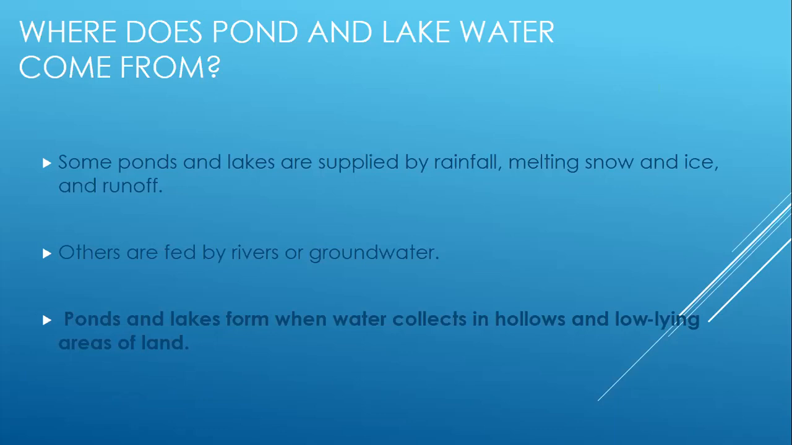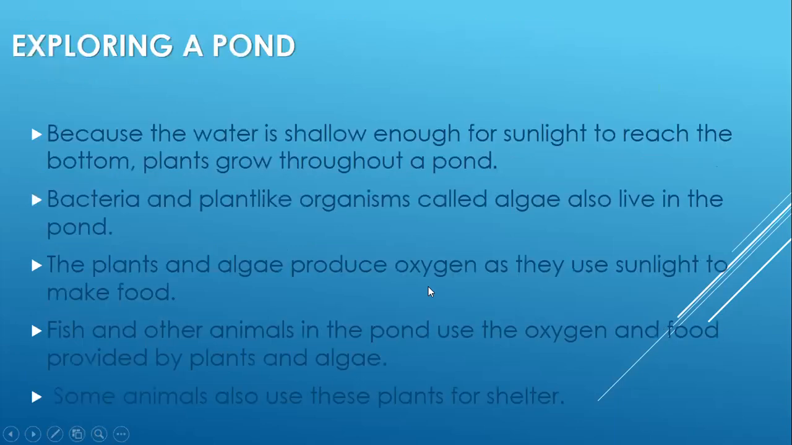Ponds and lakes form when water collects in a hollow. It's a big space, so the water collects in this part, and it will turn into either a pond or a lake accordingly. Is it deeper or shallower? Is it great or small? And it's a low-lying area of the land. It has to be not a flat one, it's a low-lying one.